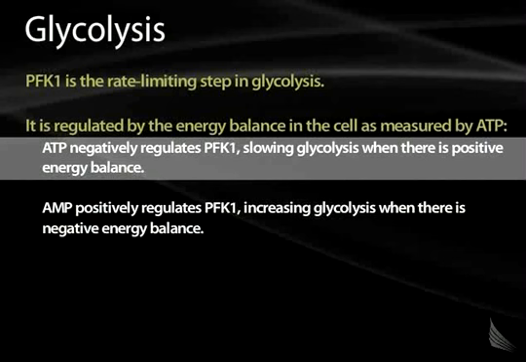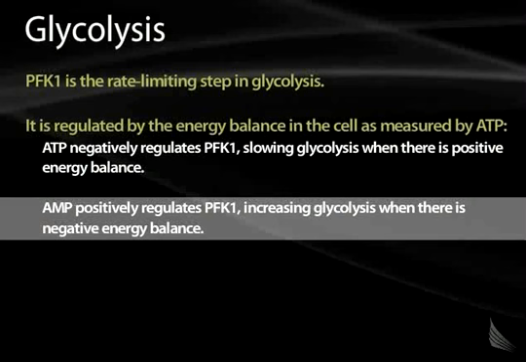When ATP levels are high, this negatively regulates PFK1 and slows glycolysis when there's a positive energy balance. On the other hand, AMP, which is the breakdown product of ATP, which is high in a low energy state, positively regulates PFK1, increasing glycolysis when there's a negative energy balance or when the energy level of the cell is low. So when ATP is high, we slow down glycolysis. When ATP is low, we speed up glycolysis. And that makes sense for the physiology of the cell.